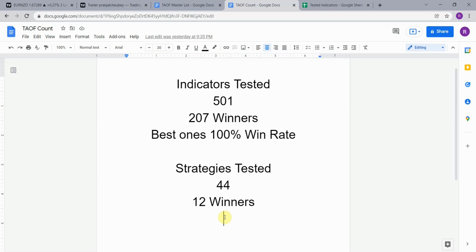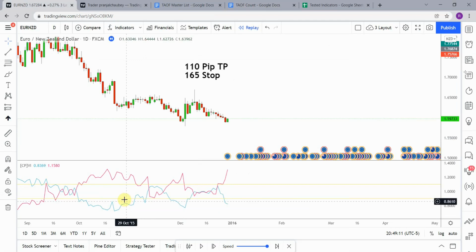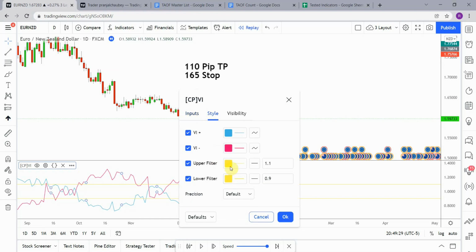Alright, as I said, today we will be testing the Vortex indicator with filter bands. And you can see it here on the bottom of the screen. And so we've tested the Vortex indicator before, I think maybe one or two different versions of the Vortex. But this one also includes these filter bands, and so they might be hard to see.